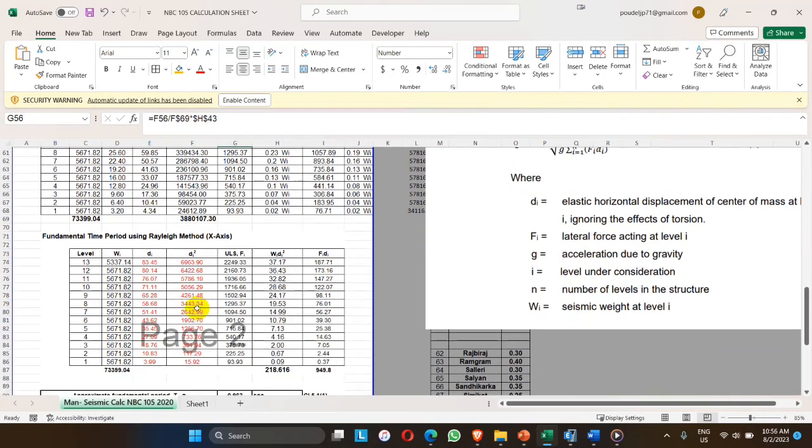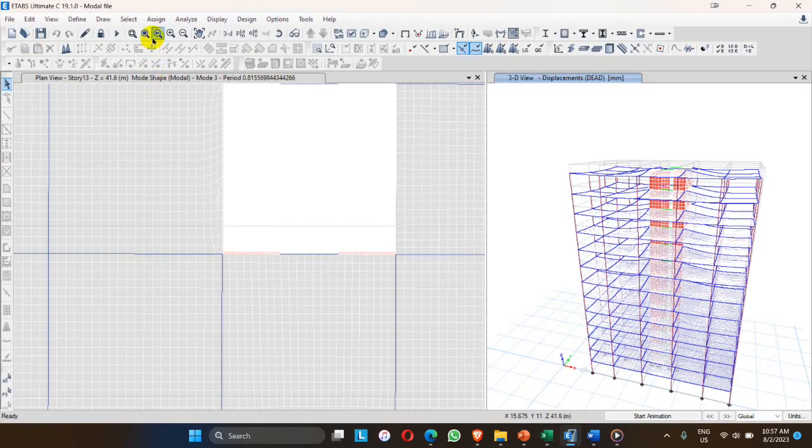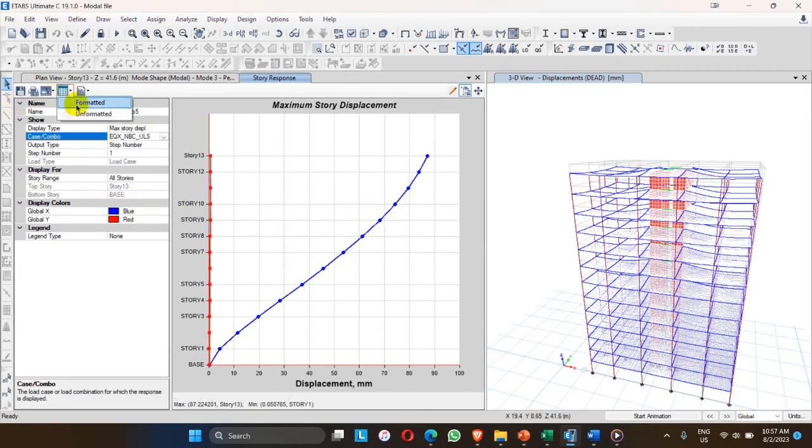So here Wi is already mentioned, which is the same value as this calculation, and we have to get the displacement at each story from the software. This theory clearly indicates that the Rayleigh method utilizes the dynamic property of the structure. So let me go to maximum story displacement, and go for the ultimate limit state in the x direction.